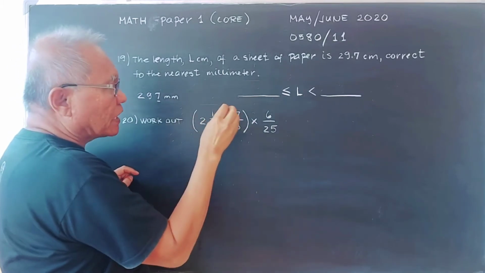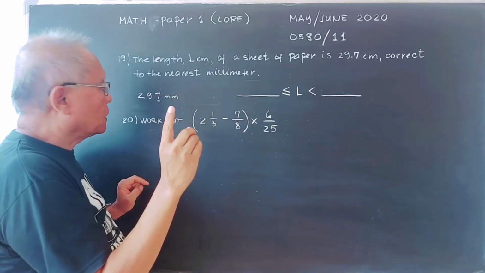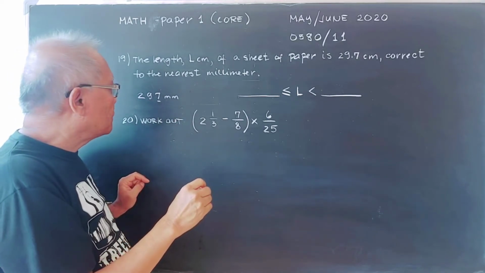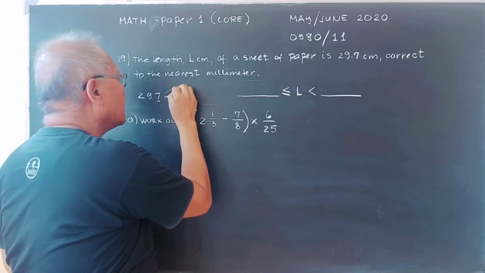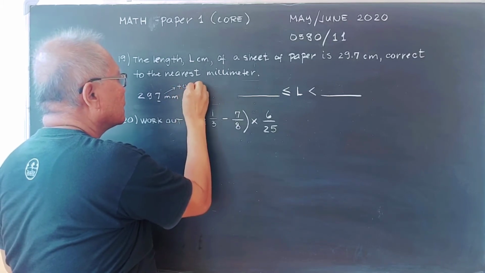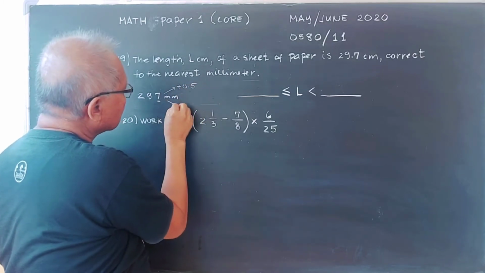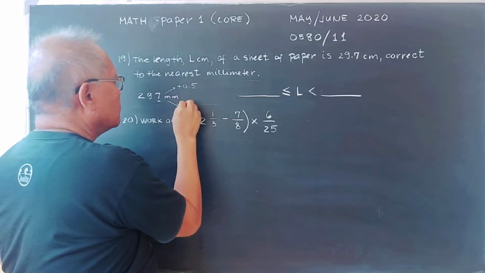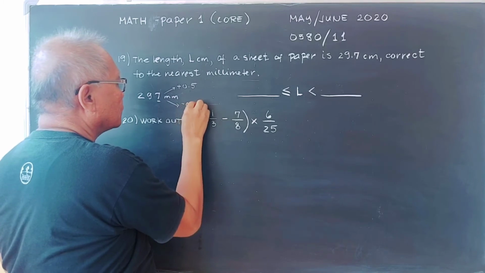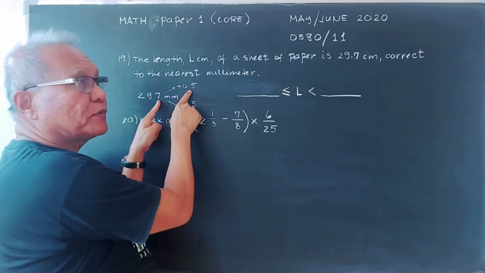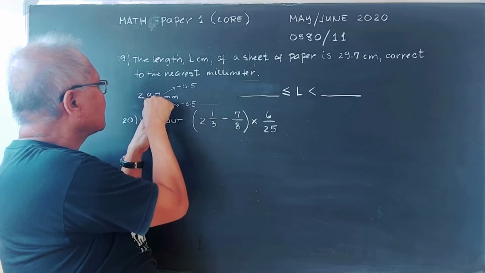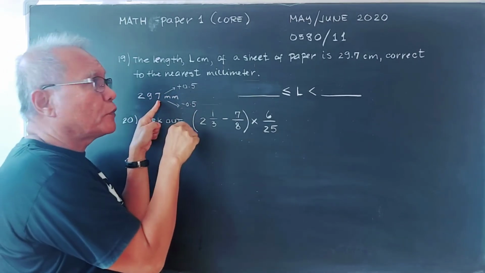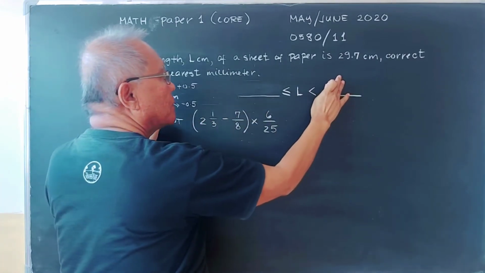So for the upper bound and lower bound, it's 1. We divide it by 2, so it is 0.5. So we add 0.5 here, and then we subtract 0.5 from here, so minus 0.5 for the lower bound. So the upper bound is 297 plus 0.5, which is 297.5.